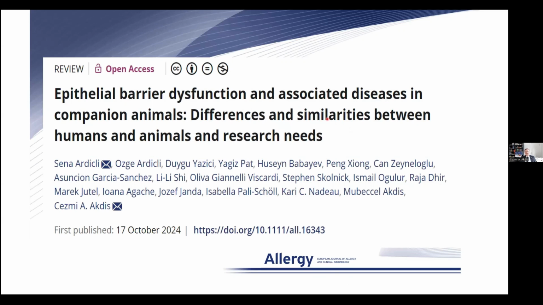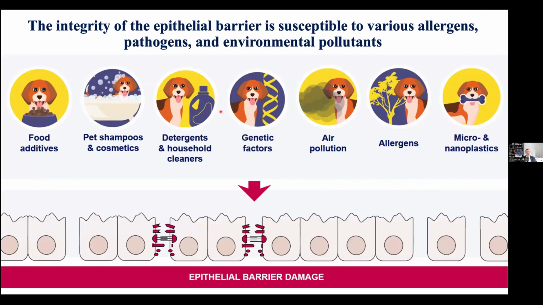The second important paper is about the One Health concept, that the epithelial barrier dysfunction is happening in companion animals, in the pets in our houses, mainly dogs and cats, and also domestic animals, sheep and cattle. They have epithelial barrier problems, and this paper shows in detail that food additives, pet shampoos, detergents, genetic factors, air pollution, allergens, micro and nanoplastics are affecting the pets and causing new diseases in the pets.